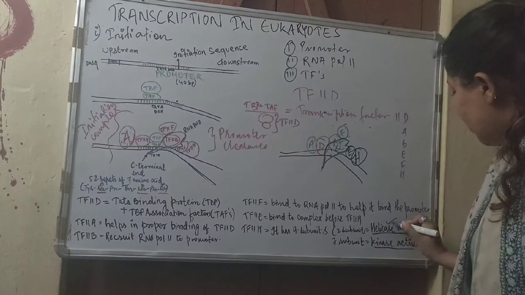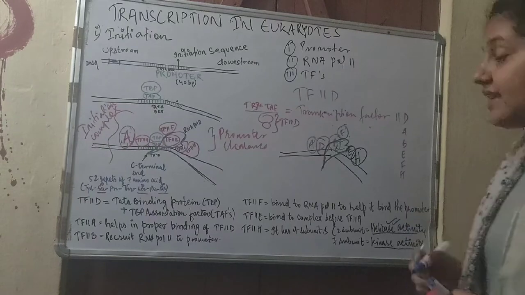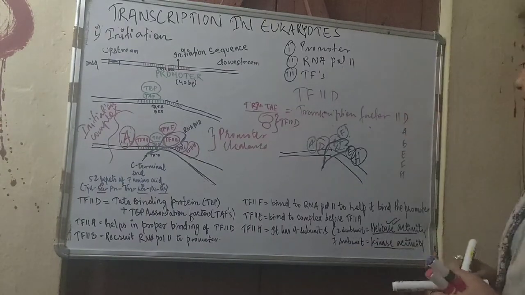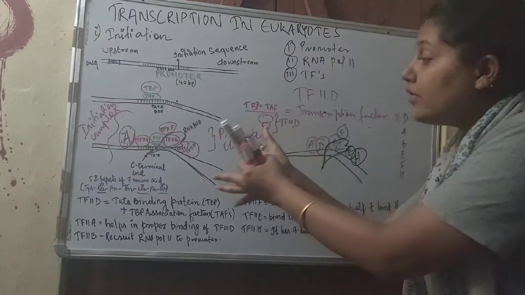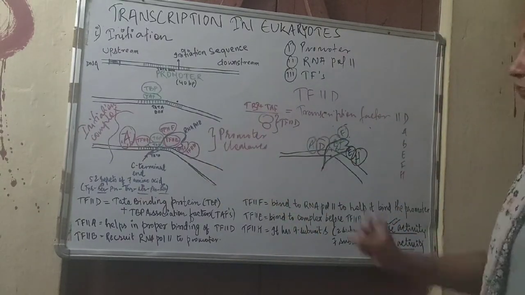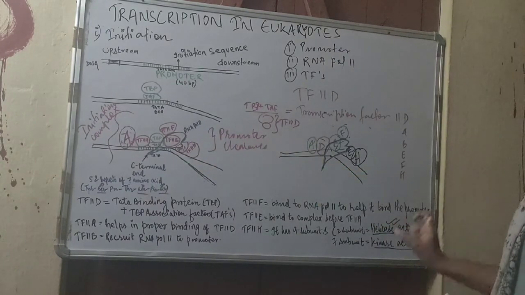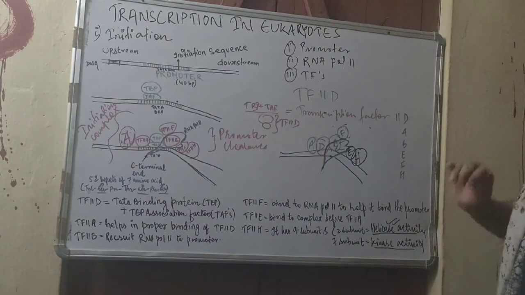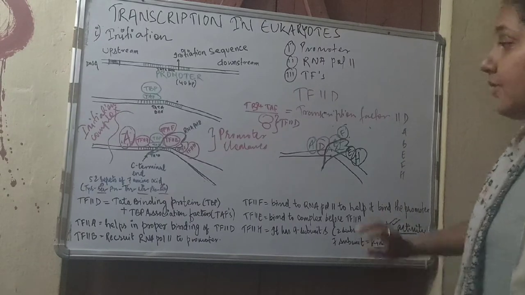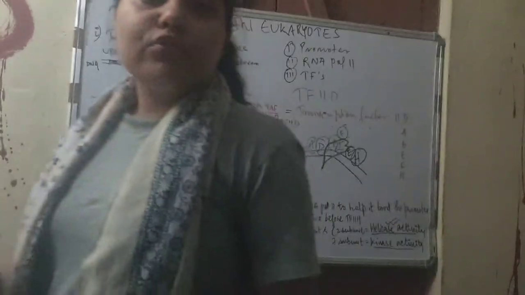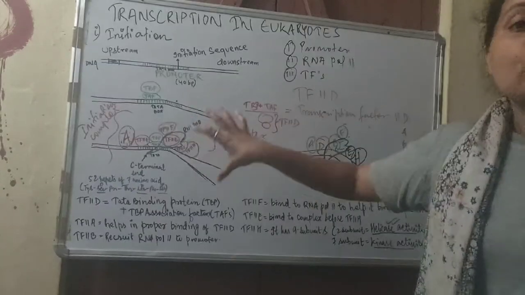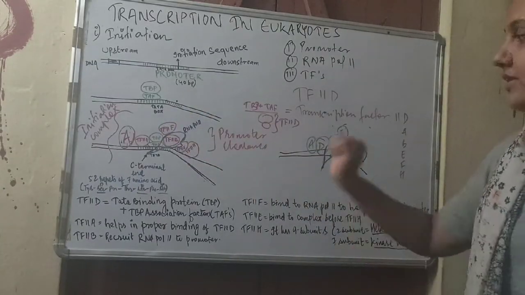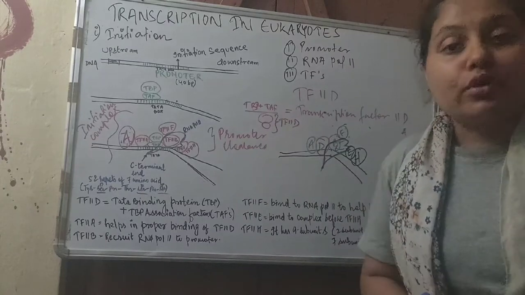If we talk about helicase activity, this helicase-like activity of transcription factor H helps in unwinding of the DNA double helix. And the kinase activity adds phosphate to the C terminal end, and then it provides the energy to the RNA polymerase to move from the promoter region, and thus brings about the promoter clearance.